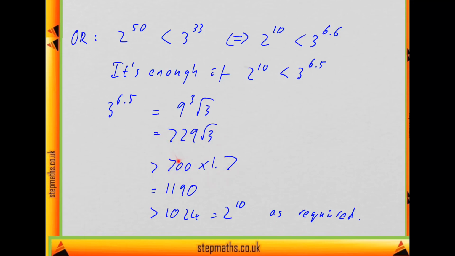So if I multiply these, I get something bigger than 700 times 1.7, that's easy to work out. 7 times 1.7, so we get 7 plus 4.9 is 11.9 times 100. We get 1,190. That's definitely bigger than 1,024, which is 2 to the 10. So therefore 3 to the 6.5 is bigger than 2 to the 10, which is exactly what we needed to show. So this is another way of answering the question.